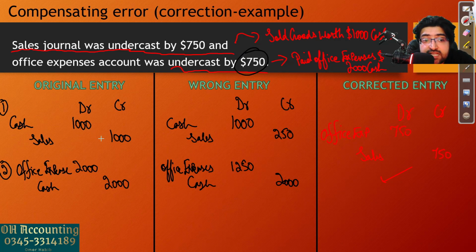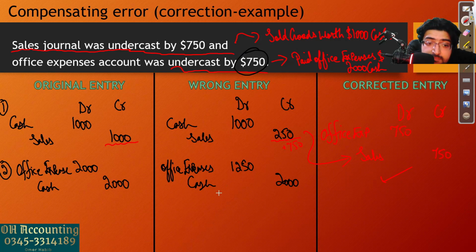See, sales was supposed to be recorded as 1,000 on credit. By mistake, we have recorded only $250 credit for sales. So to fix that, I need to add 750 more to the sales account, and that's what I'm doing in the corrected entry over here. I'm crediting sales by 750 to fix the records in my accounting books, in my T accounts, right?